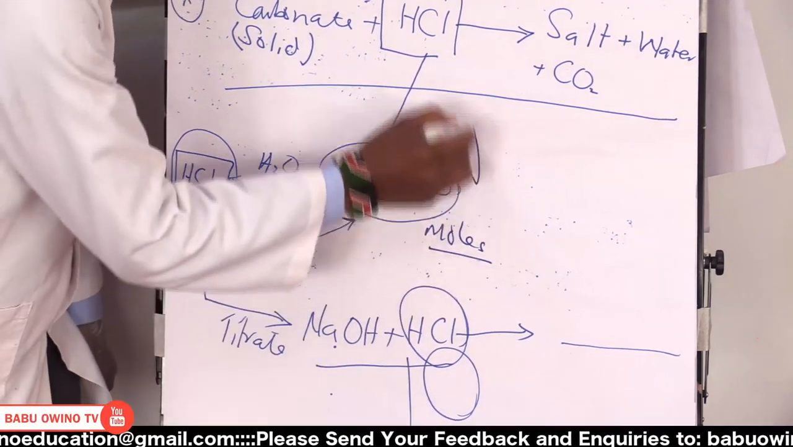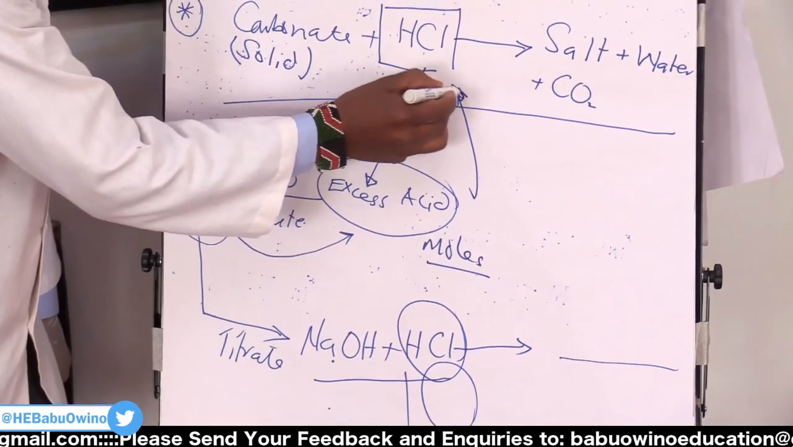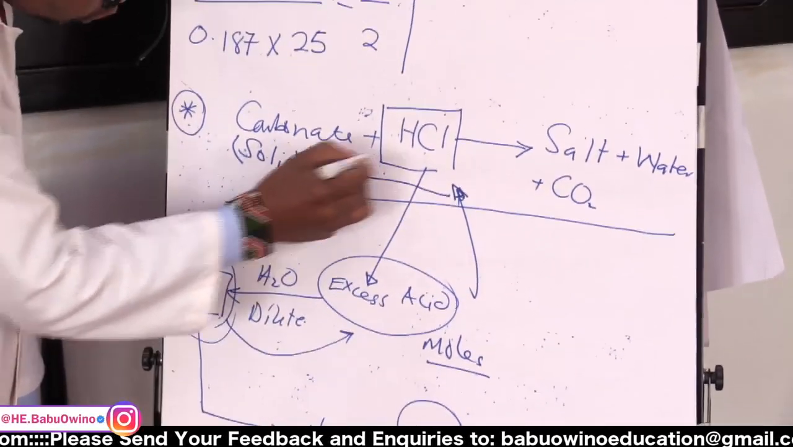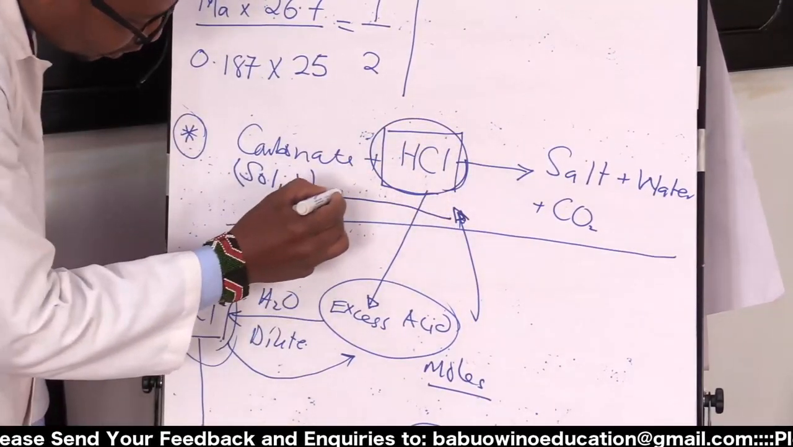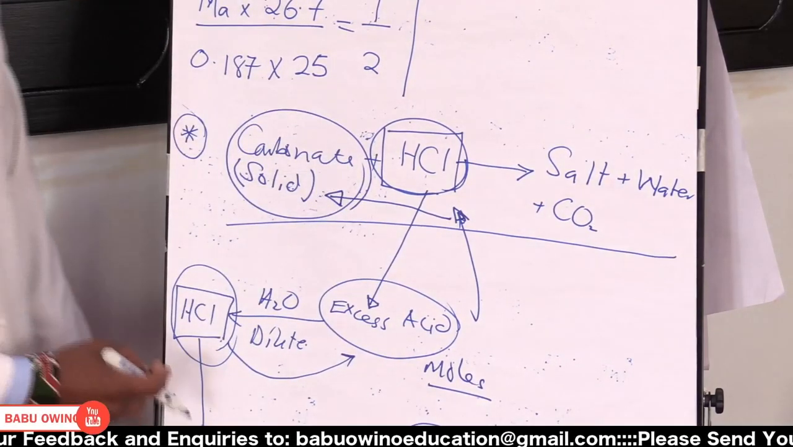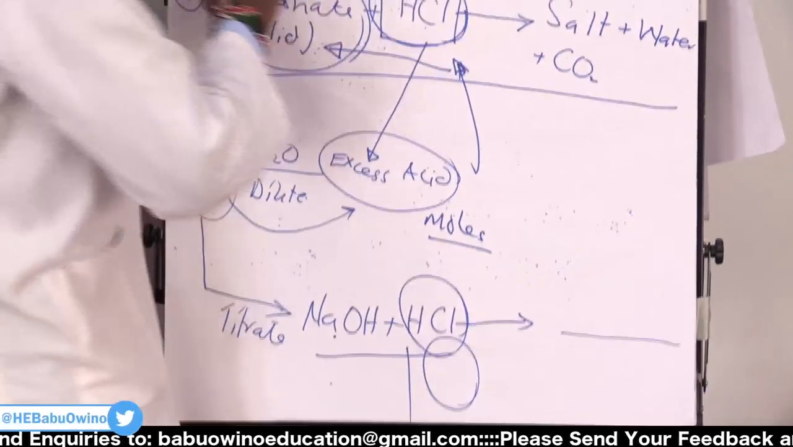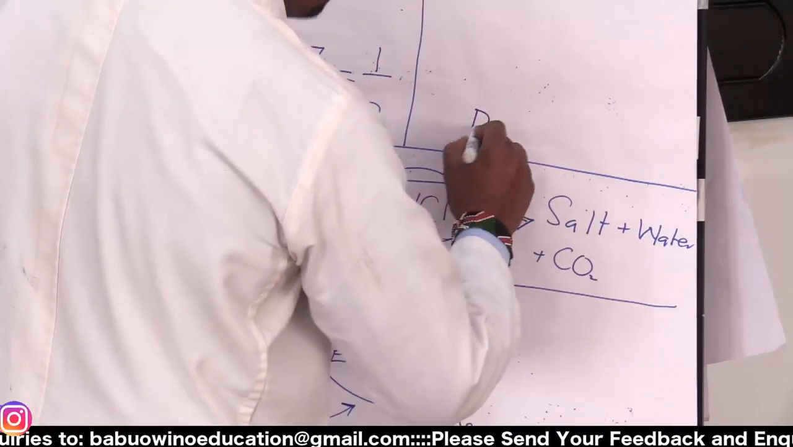Those are the moles that were in excess. Now, those moles that were in excess were the ones that reacted. So you subtract from here, you get the ones that reacted with the carbonate. And that process where we are working back is what some books would want to scare you by calling it back titration.